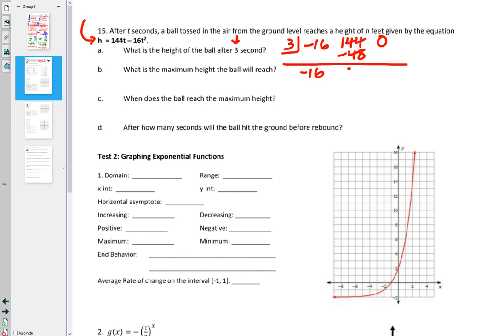Negative 48, 96, 27, 288. I'm doing it in my head. 288. Did I do that right? So, and we're measuring height in feet. So 288 feet. If you don't understand how I did it with synthetic, just plug in the 3. 3 squared is 9. 144 times 3.